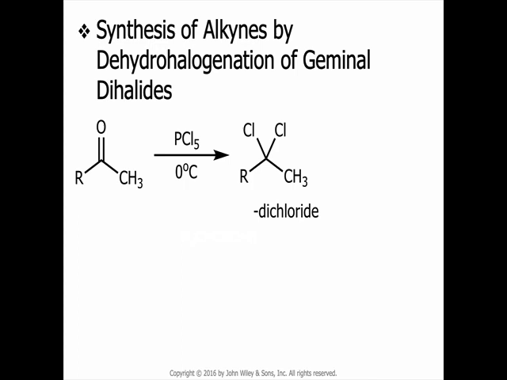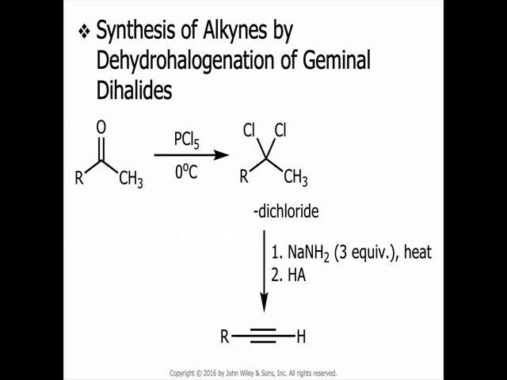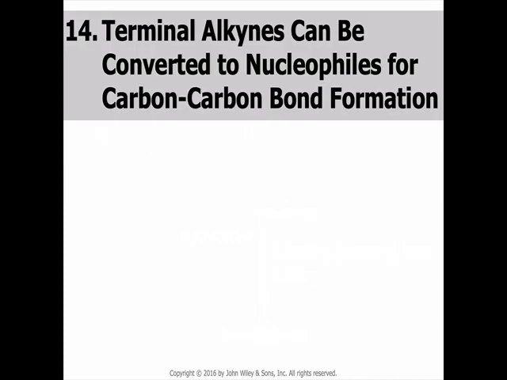So you can take things like, don't worry about this yet, but you just have 2 halogens on the same carbon. We can eliminate, because this methyl group has 3 hydrogens, we can eliminate HCl twice, and we can get to the same product. Okay? All we need are 3 equivalents of sodium amide in this case, and then dump it over some weak acid, and we can end up with a carbon-carbon triple bond and get our acetylide pretty easily. Okay?